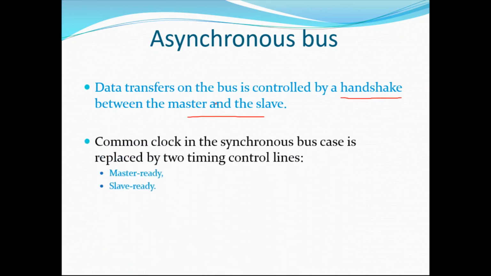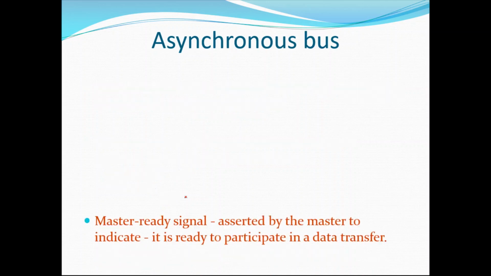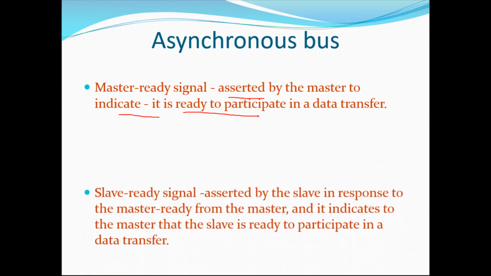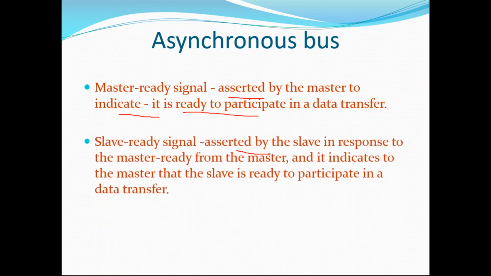So there are two handshake signals. One is called master ready, the other one is called slave ready. The master ready signal will be asserted by the bus master, which can be a processor or a DMA controller, to indicate that it is ready to participate in a data transfer. Similarly, the slave ready signal will be asserted by the slave in response to the master ready from the master, saying that I am also ready to participate in the data transfer.